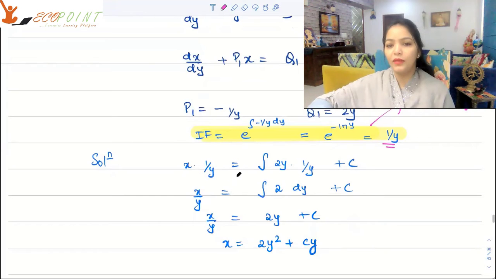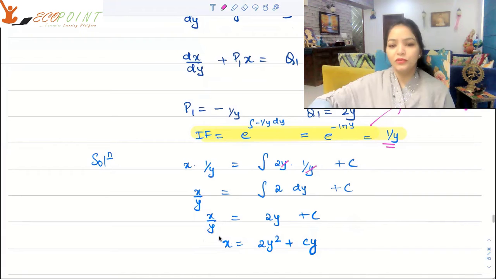So x into 1 by y equals integral of 2y, which is your Q1, 2y into 1 by y plus c. So integrating, this becomes xy, and here the 2y cancels, so you just have integral 2 dy plus c.